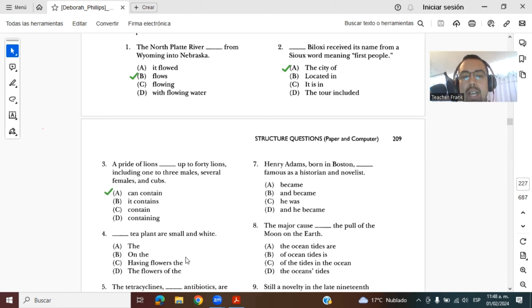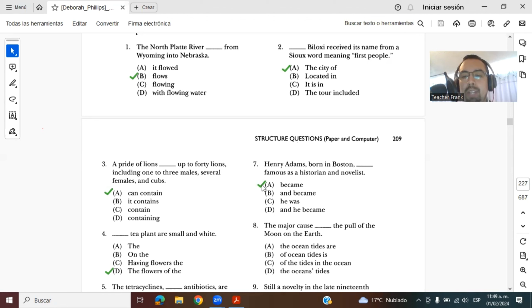Okay, number 4, tea plant are small and white. The, on the, having flowers, the, or the flowers of the. Number 4 is going to be D. The flowers of the tea plant are small and white, right? Let's look at number 7. Henry Adams, born in Boston, famous as a historian and novelist, became, he was, and he became. Number 7 is A, became, right? We just need a verb.